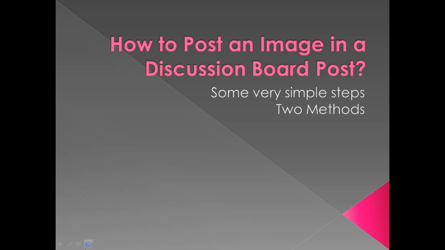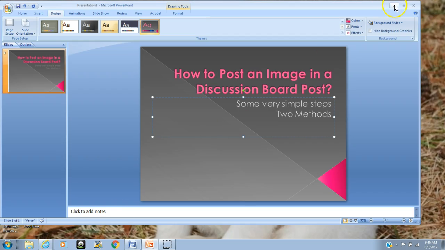I would like to share with you two very simple methods for posting an image directly into a discussion board. I've noticed that some of you have been struggling with this week and are adding only links, and I think it's much more fun if we can see the images within the field of your discussion board post. So I'm going to show you two very simple methods to do this. So let me narrow my screen here.